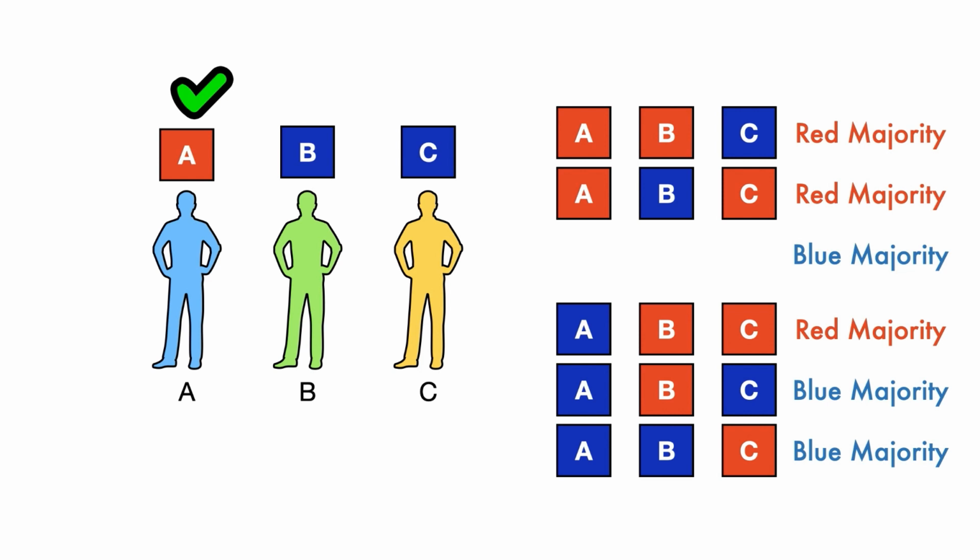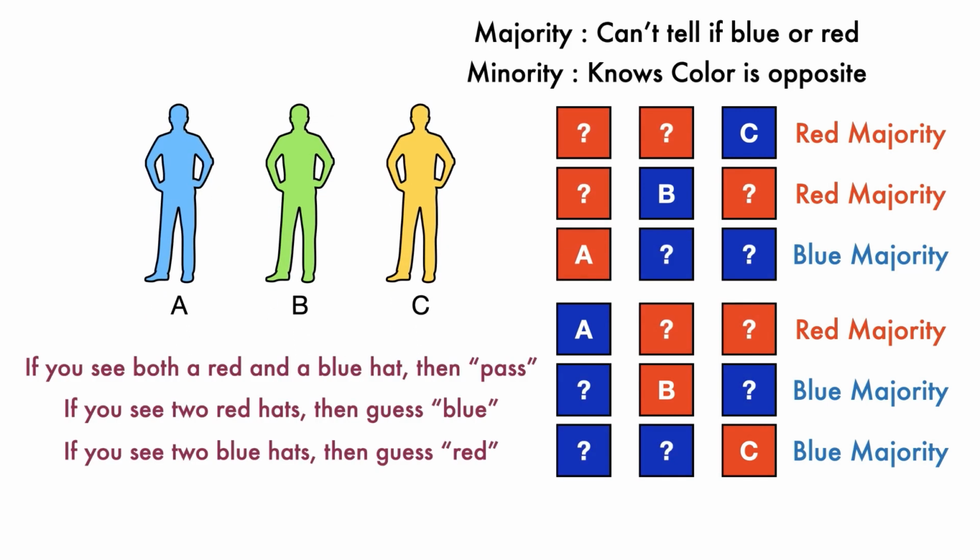So now the idea is to get the player with the minority hat color to guess and force the other people to pass. So here is the strategy. If you see both a red and a blue hat, then pass. If you see 2 red hats, then guess blue. If you see 2 blue hats, then guess red. This strategy wins in all 6 cases with at least 1 hat of each color. It only loses in the 2 cases of all red or all blue, in which all players guess incorrectly.